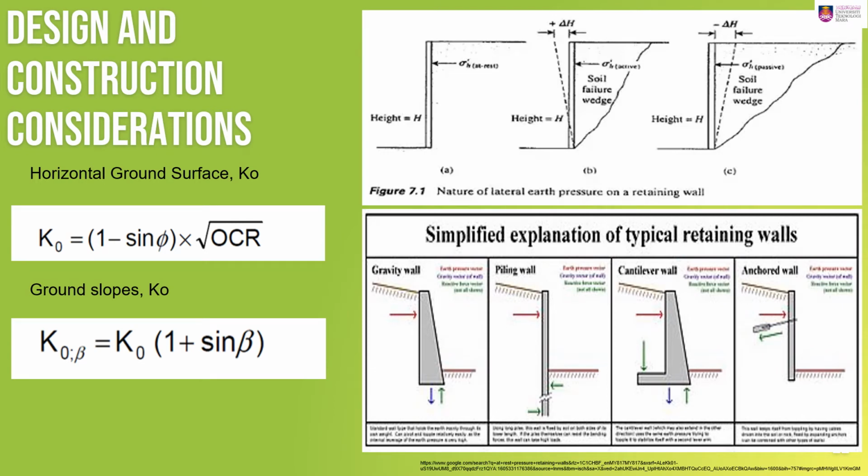Okay, these are the conditions where you can use the K0 for a horizontal ground surface and also for sloping ground, by adopting Eurocode 7 design and construction consideration.